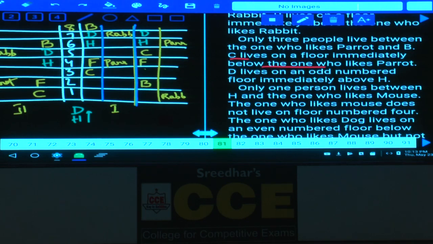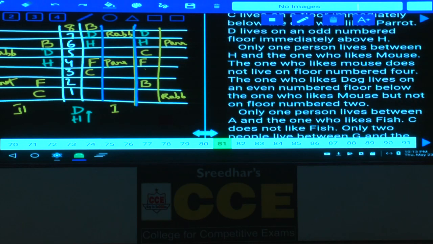And only one person lives between H and the one who likes mouse. H and the one who likes mouse, how many persons are there? There must be exactly one person. As there is exactly one person between these two, mouse must be here. Now in this one, there must be exactly one person between H and the one who likes mouse. Mouse can be here or mouse can be here.